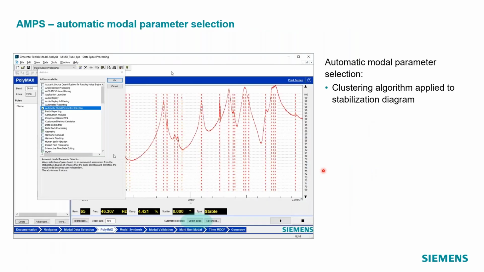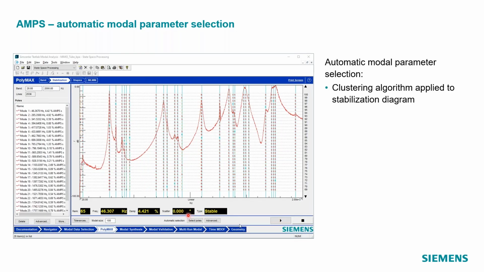So here you see it illustrated in the software. It's an add-in to modal analysis. It's automatic modal parameter selection. Then you need to hit the button, select poles. And so that's basically what happens. In the software you find poles automatically selected, and poles get a label AMPS. That means it has been automatically found by the algorithm. So automatic modal parameter selection, essentially it's applying clustering algorithms to the information we find in the stabilization diagram.